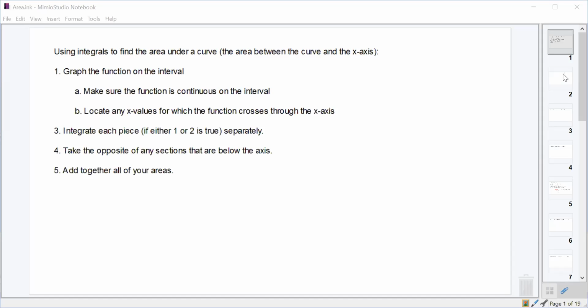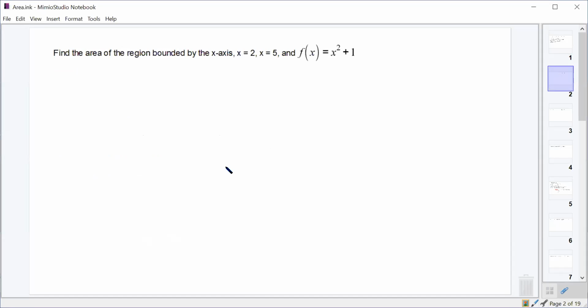So if we want to find the area of the region bounded by the x-axis, x equals 2, x equals 5, and the function x squared plus 1, the first thing we should do is make a quick sketch of this. So here's x squared plus 1. What do we know about x squared plus 1? It's always above the x-axis. And since it's always above the x-axis and we know it's a polynomial, so it's continuous, we don't have to worry about any discontinuities, and we don't have to worry about any places where it might be below.